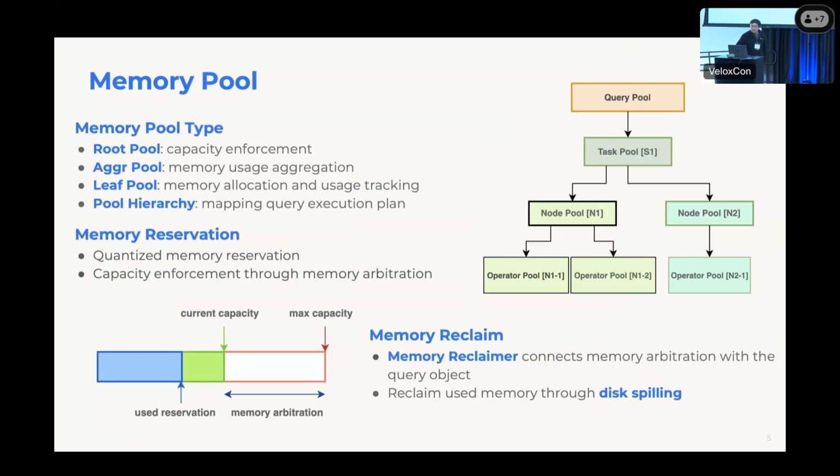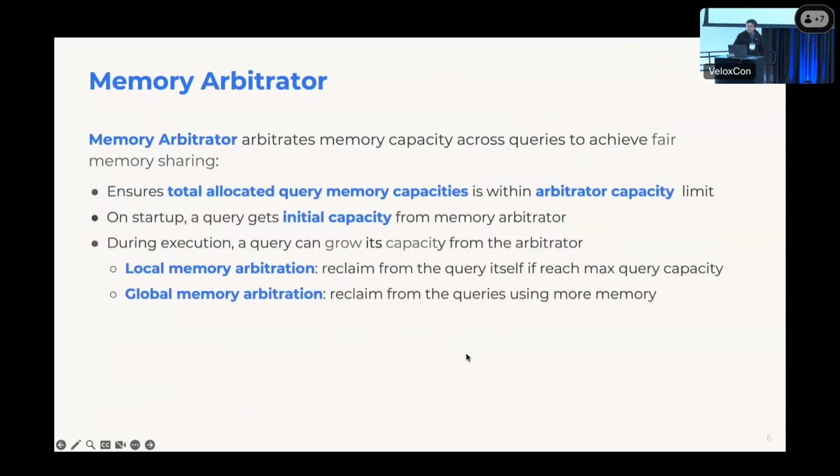Next, let's talk about the memory arbitrator. The memory arbitrator is responsible for arbitrating memory capacity across queries to achieve fair memory sharing. It ensures the total allocated query memory capacity is within the query memory capacity limit. When we start a query, the query gets an initial capacity from the memory arbitrator. And during query execution, a query can grow its capacity through the arbitrator.